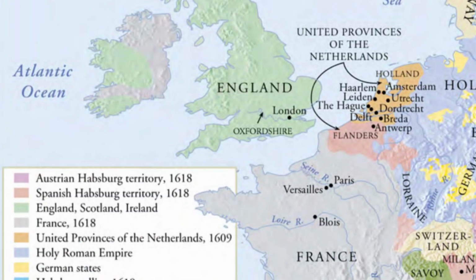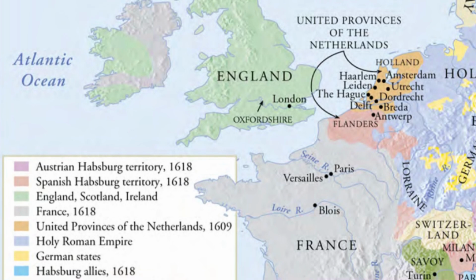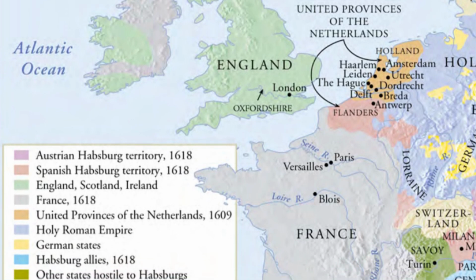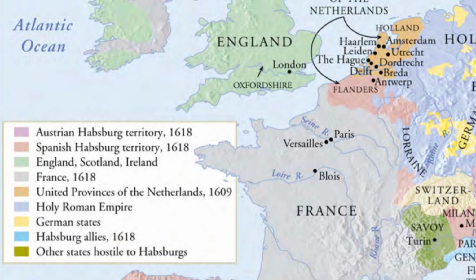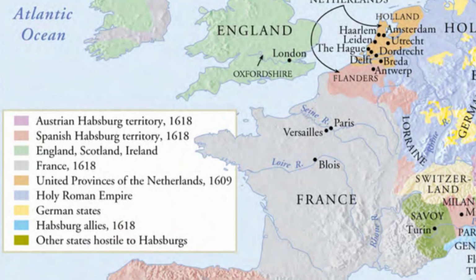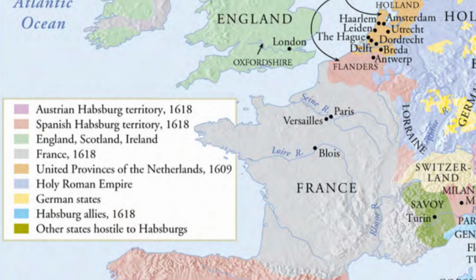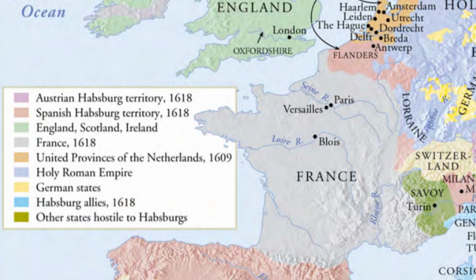Okay, so for a little historical context, parts of modern day Netherlands were under the control of the Spaniards. But there was a rebellion in the north against these Catholic overlords, these Spaniards, and they were kicked out. And the Netherlands actually gains independence in 1609.